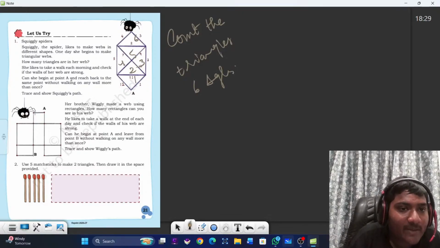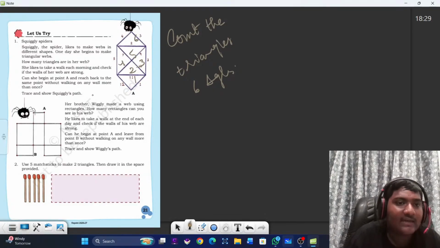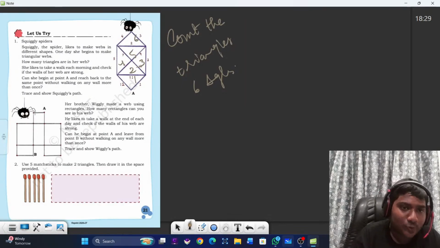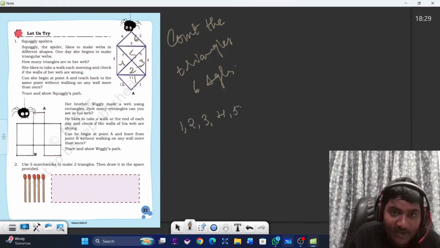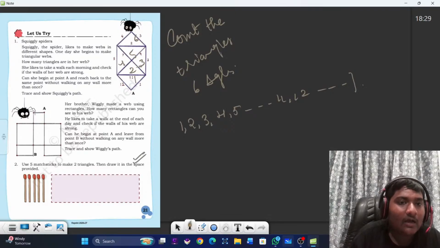Okay. Can she begin at point A and reach back to the same point without walking any wall? Then trace and show the squiggly path. Okay, children, what you have to do in this question. If she follows the web, what do we have to do? Let us write the sequence of the question. The approach will be 1, 2, 3, and 4, 5, and so on up to 11 and 12. Okay. This will be her approach of the squiggly path.